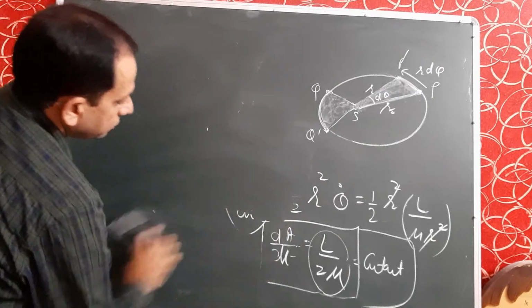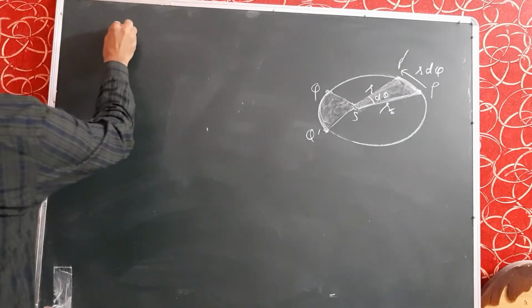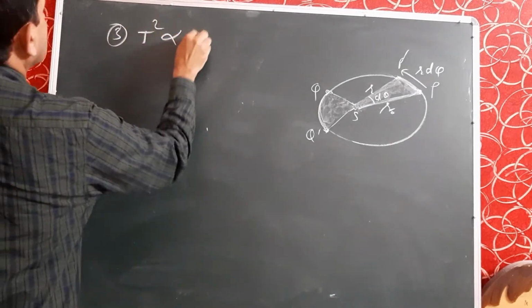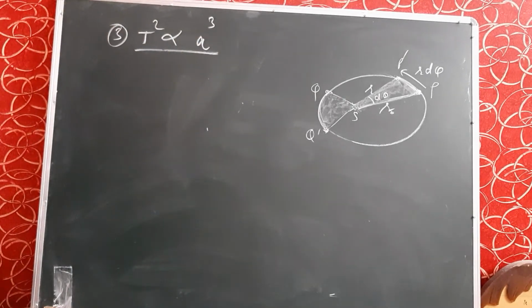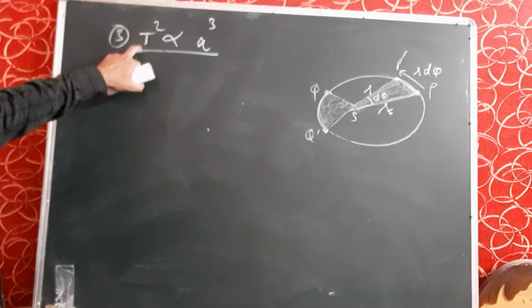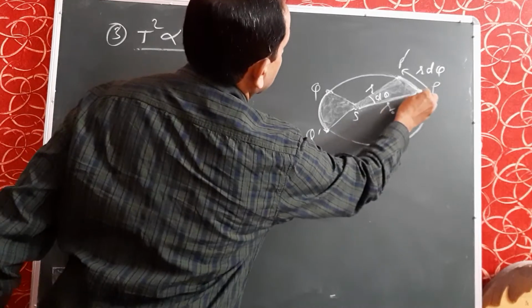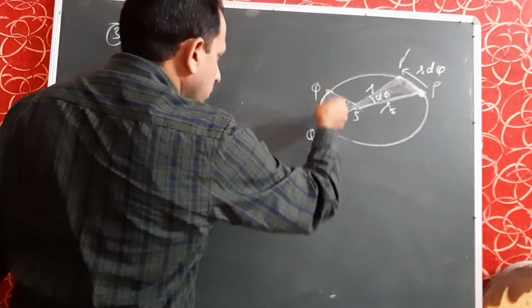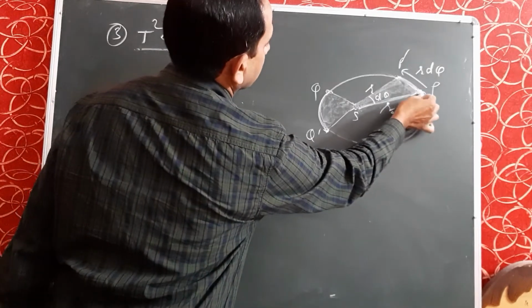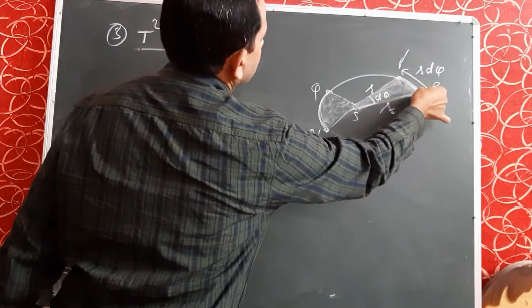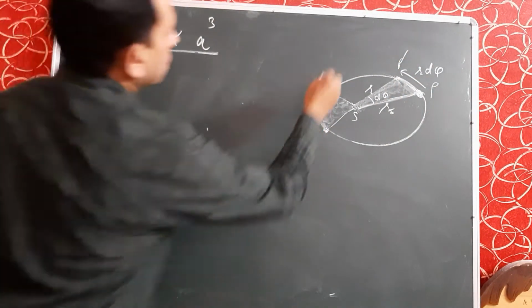Now we will prove the third law. What is the third law? The third law is a purely mathematical law, that is T square is proportional to a cube. Now what is the meaning of the terms T and a? What is T? T is the time period. Time period means the time taken by the planet to complete one revolution. The planet starts from P and again reaches P. The time taken for the whole path is capital T. So this one is time.